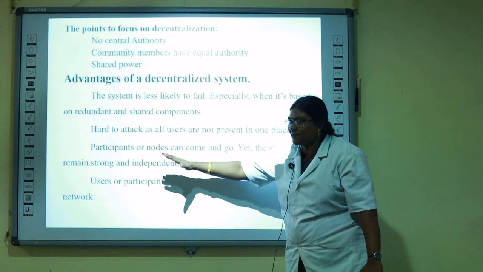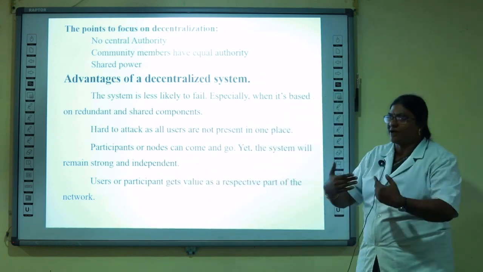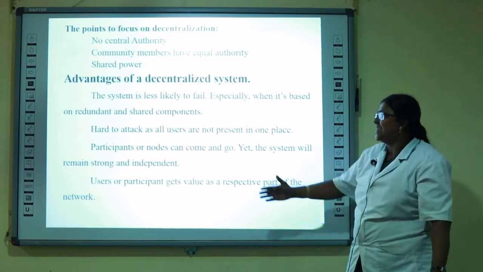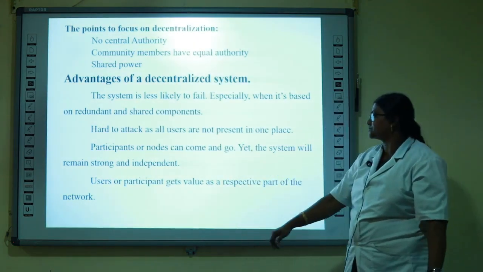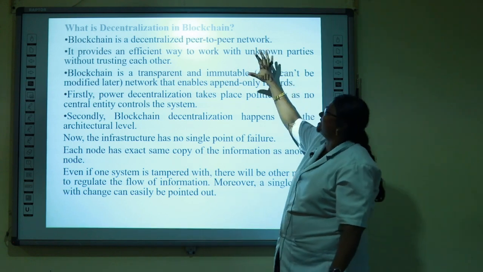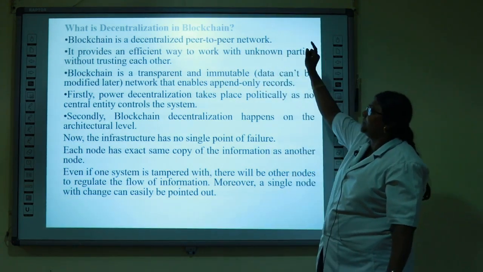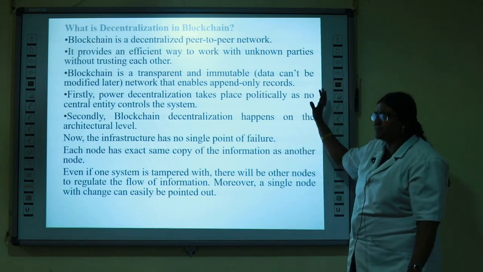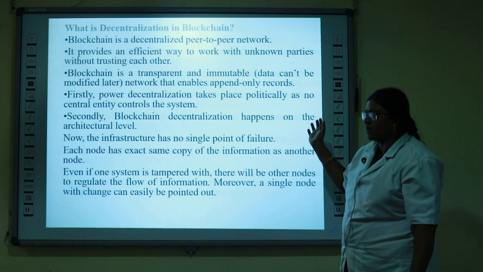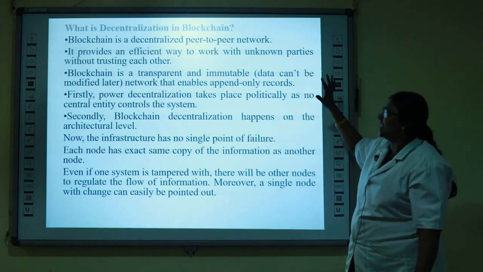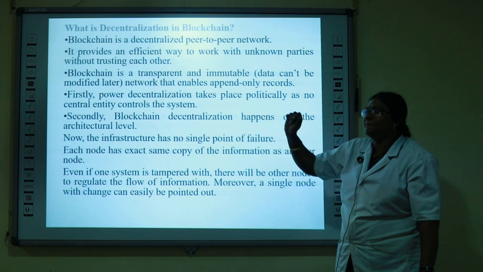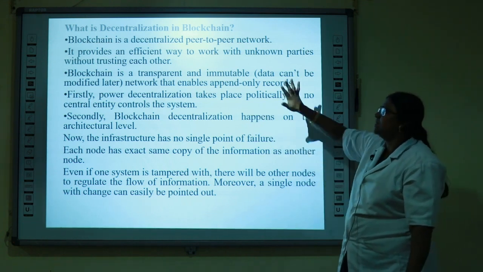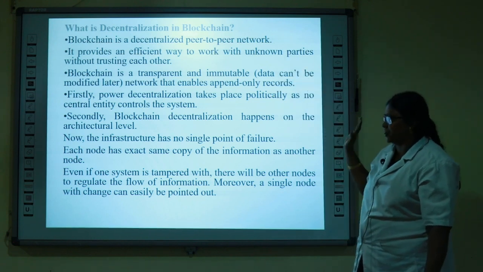So any participants can join and leave. If I want to transfer an amount, I can join the nodes. If I don't need it, I can come out. It is independent. So what is decentralization in blockchain? It is a peer-to-peer network. It is an effective way to work with unknown parties without trusting each other. It is transparent and the data cannot be modified later. But if I want to add anything, I can add it. That is possible in blockchain along with decentralization.